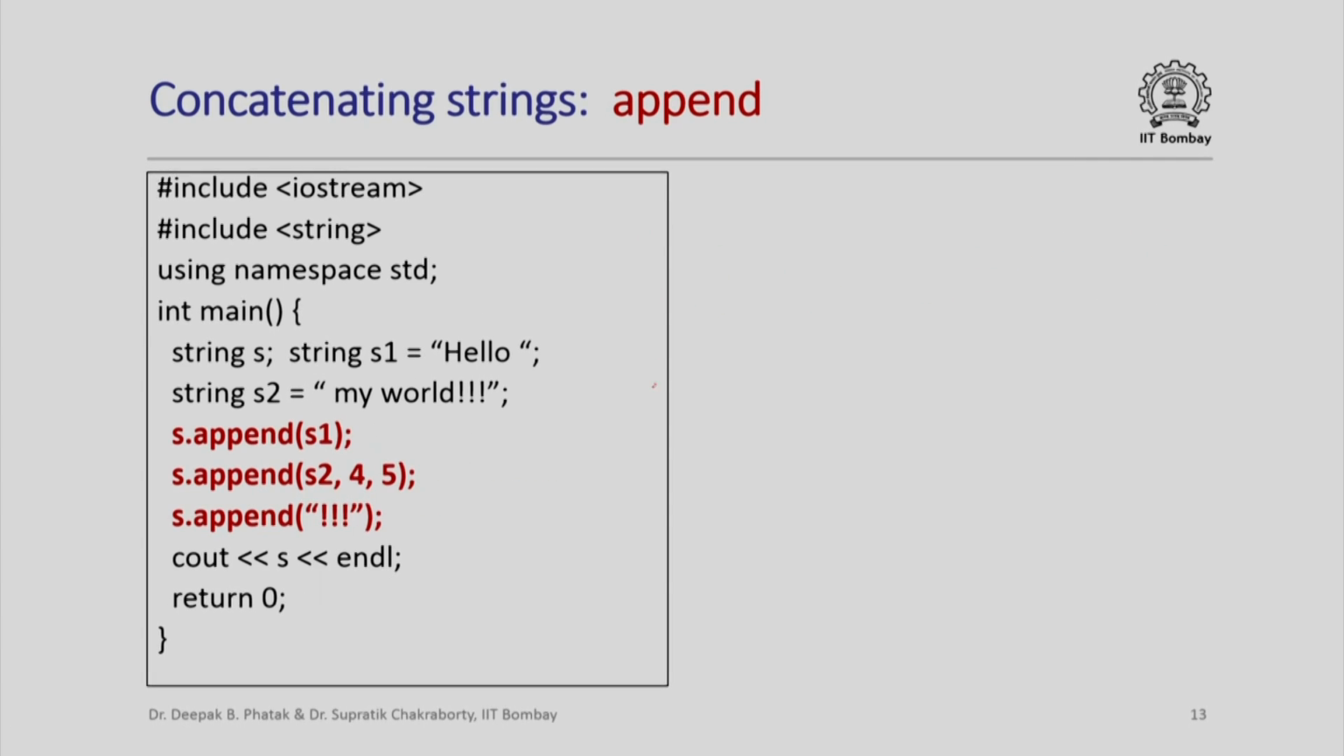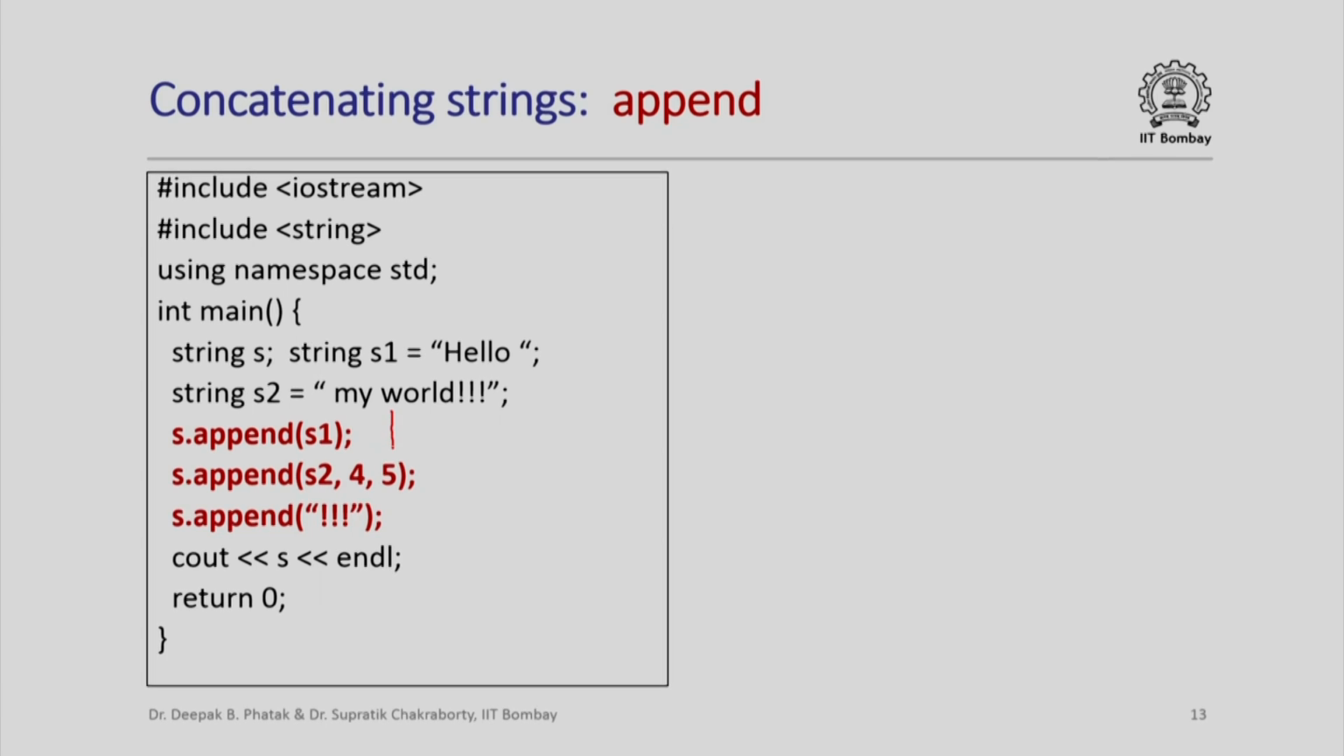Now there is another way to append or concatenate one string to another. This is using the member function append of the string class, and I have shown an illustration of that here. This is an object S of the string class, and note that I have not initialized it to anything. So by default this will get initialized to the empty string. Here is a string S1 initialized to hello space, string S2 is initialized to space my space world 3 exclamation marks, and then I execute the statement s dot append S1. What this does is it takes the string S, which is the empty string, and it appends the string S1 to it.